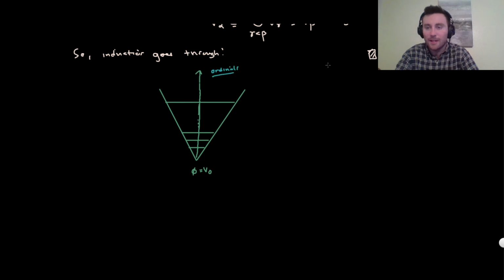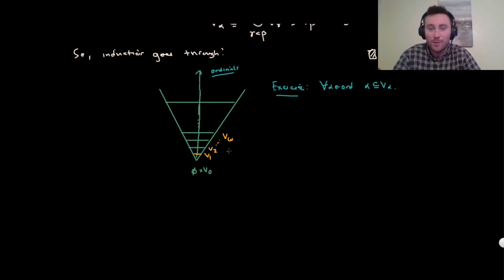And you can kind of justify this. So I think a good exercise would be to prove, by induction, that for all ordinals alpha, alpha is a subset of V alpha. So in other words, maybe V1 is right here, and then V2, and then maybe it goes up, maybe this is V omega. This is the first stage where we're dealing with limit ordinals, and then it's going to keep on going up. Maybe we're at V alpha here, and it goes up forever.